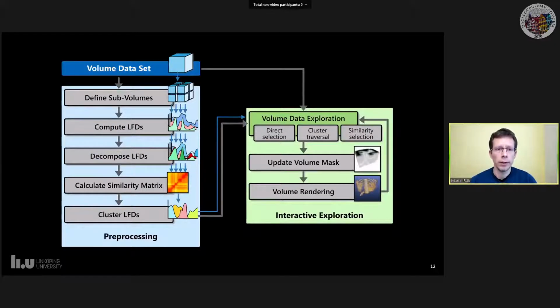Internally, the pipeline of our approach looks like this. The main input for the pipeline is the volume data set, which is fed into a pre-processing step and also into the interactive exploration. So let's start with the pre-processing. First, we need to define subregions or subvolumes of the data, so we can compute these local frequency distributions. We split them up and then can apply some clustering methods on those, the results of which are then also used as input for interactive exploration.